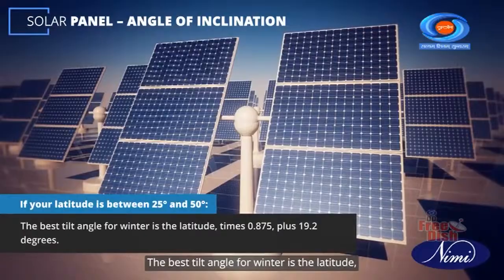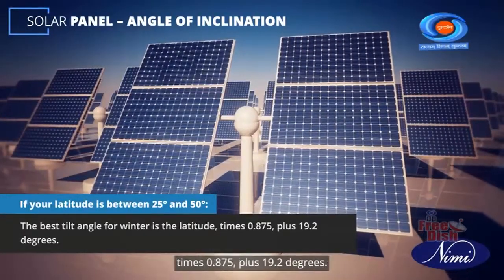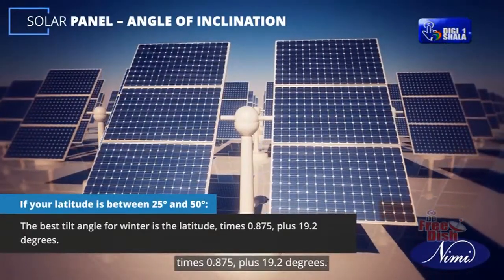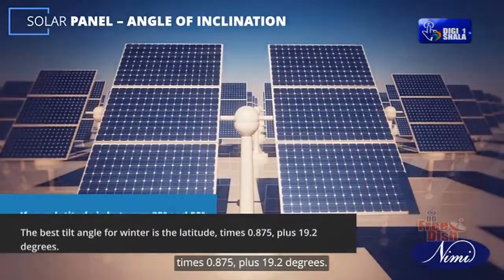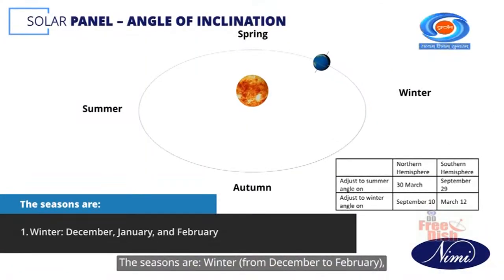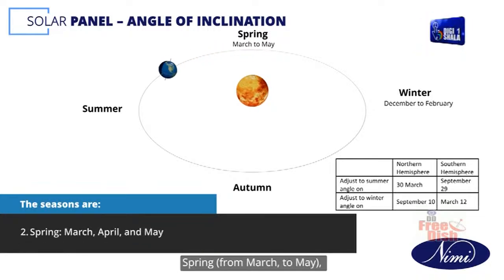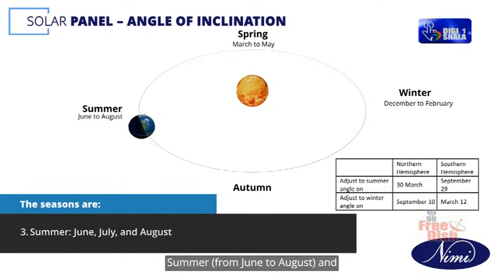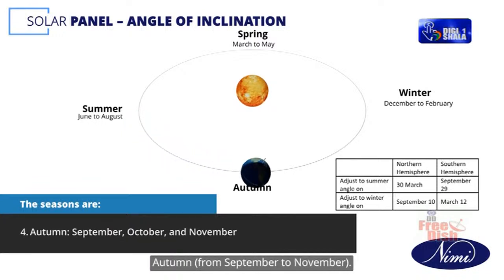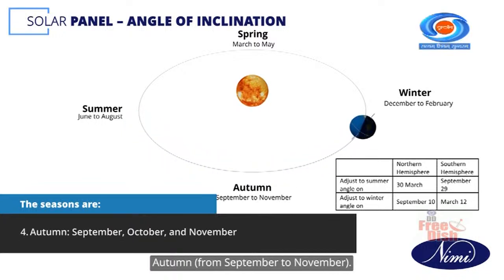The best tilt angle for winter is the latitude times 0.875 plus 19.2 degrees. The seasons are winter from December to February, spring from March to May, summer from June to August, and autumn from September to November.